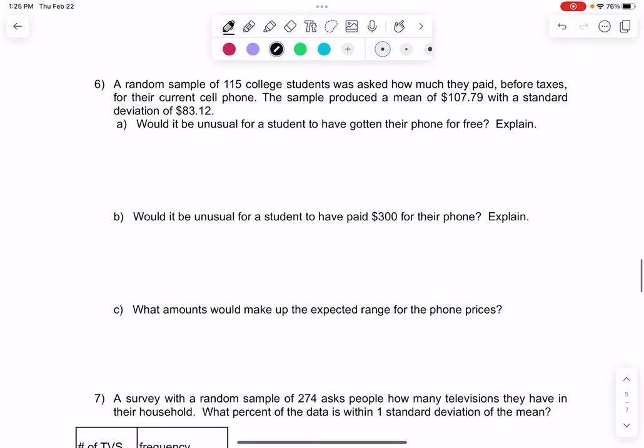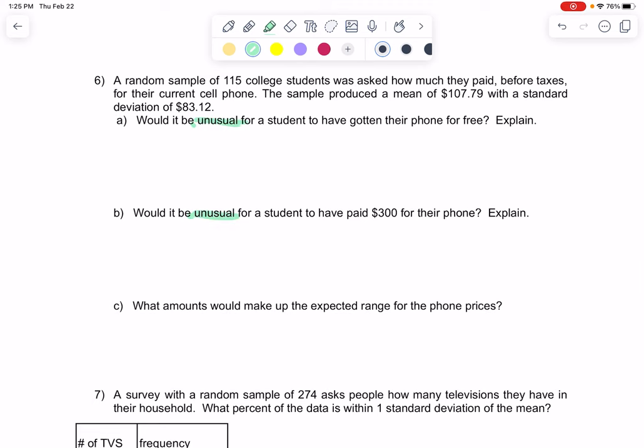All right, so 6. What I notice in 6 is I see things like unusual and expected range. That makes me think of z-score for unusual. Expected range we'll get to in part C. Those are the keywords in here. But we have a random sample of 115 college students. We asked how much they paid for their cell phone. And we have a mean of 107.79 and a standard deviation.